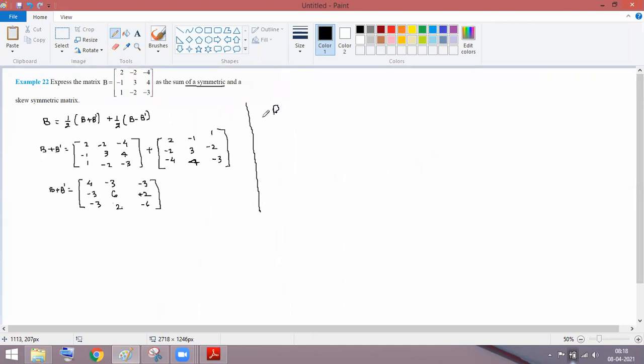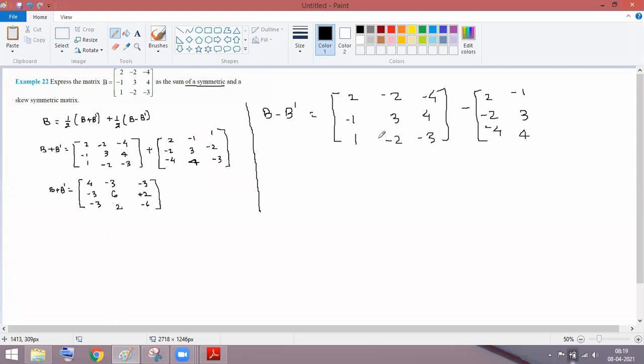Now after that we have to calculate B minus B dash. So we have the B here: 2, -2, -4, then -1, 3, 4, then 1, -2, -3. This is B. Then minus B dash means first row into first column: 2, -2, -4. Second row, second column: -1, 3, 4. Third row, third column, we have to interchange: 1, -2, and -3.